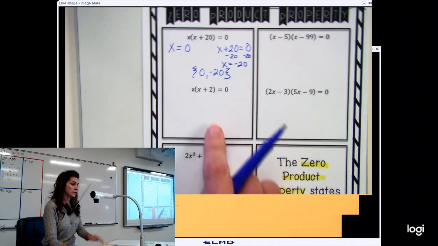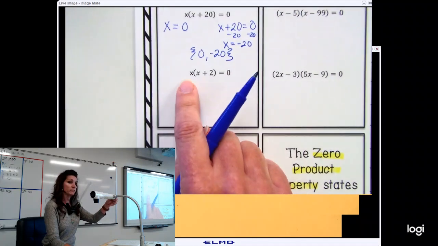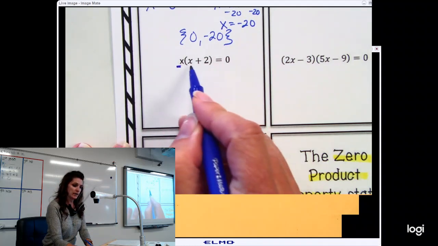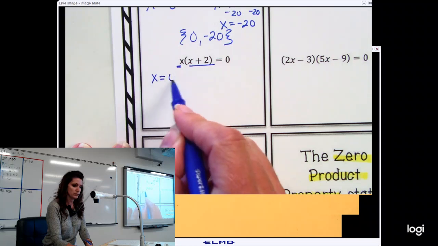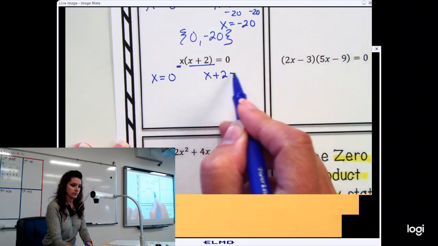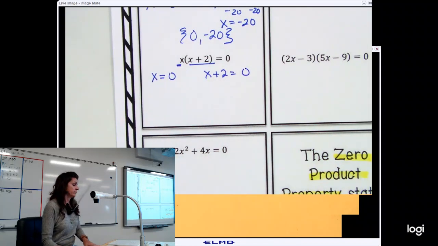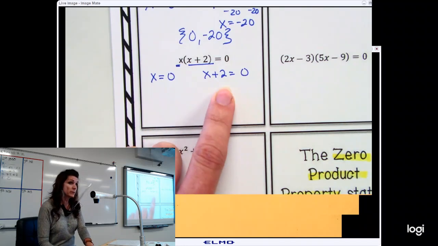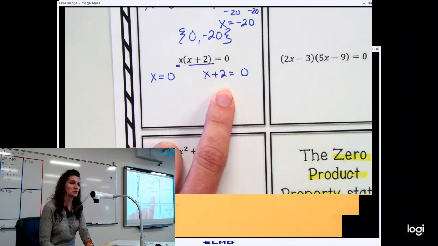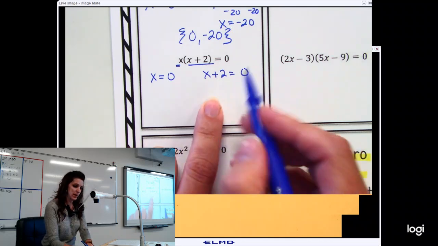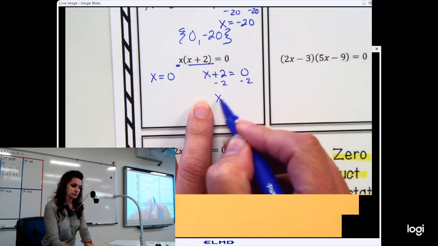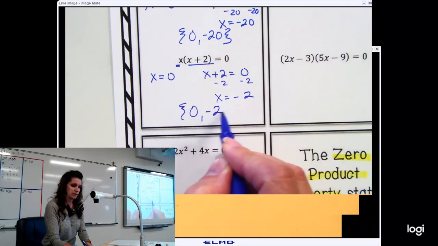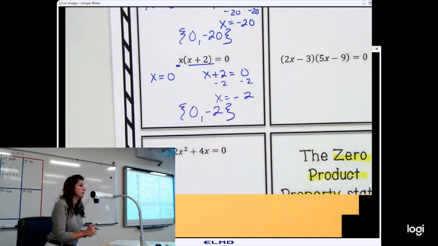So let's look at this one here too. Have you got it in factored form? Yes. I've got A and I have B. Set them both equal to 0 and solve them. That one's pretty rough. This one's a little bit harder. What do I have to do to solve that one? Minus 2. My two answers in this one are 0 and negative 2. Do I need to let you catch up on your notes?